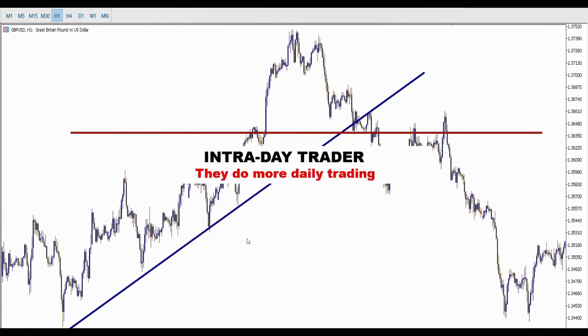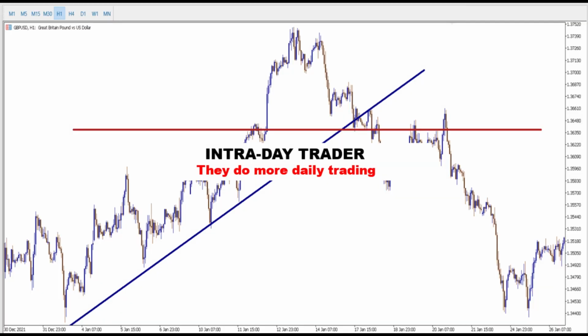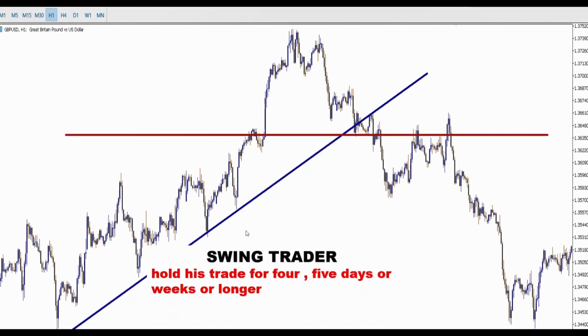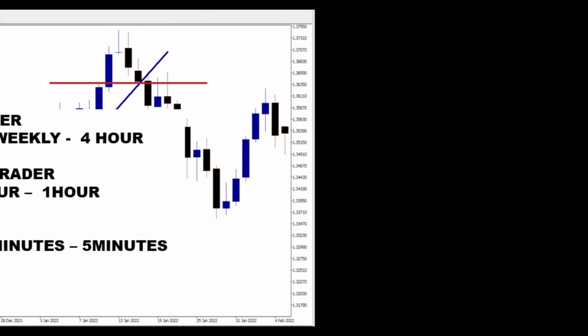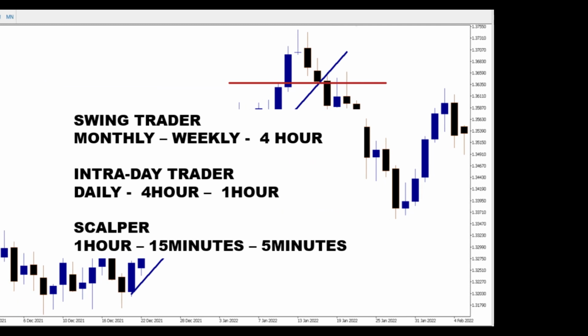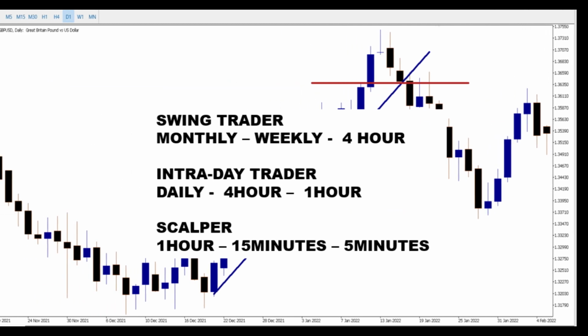The next set of traders are the intraday traders. They do more daily trading. Now then, if you are a swing trader, you will hold your trade for weeks, or 4 or 5 days or longer. Let's know the best time frames for the 3 sets of traders so you can decide the best one to use that fits your trading skill.